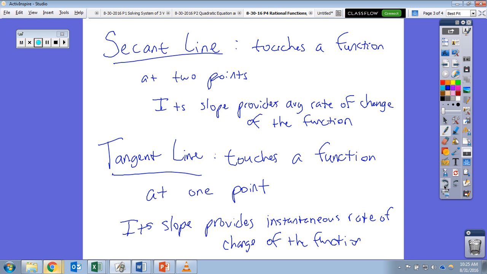Okay, so how do we get this? How do we find the instantaneous rate of change of the function? This is basically the essence of differential calculus, or more specifically, the derivative.